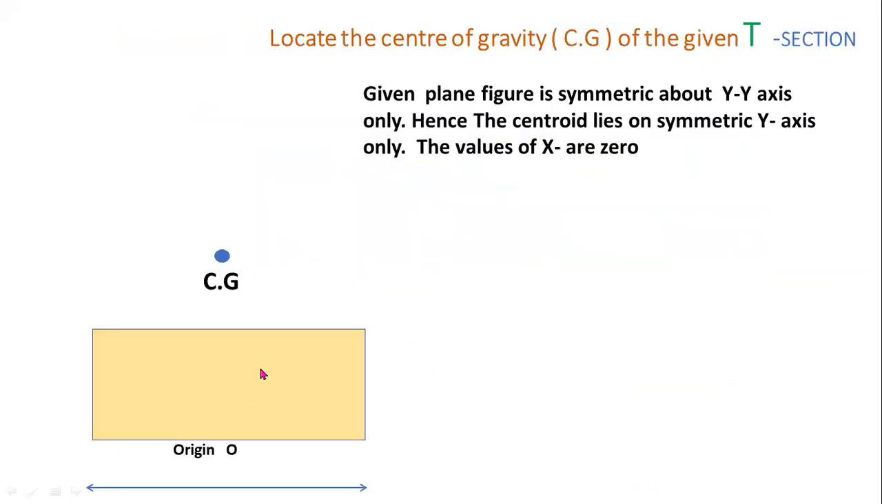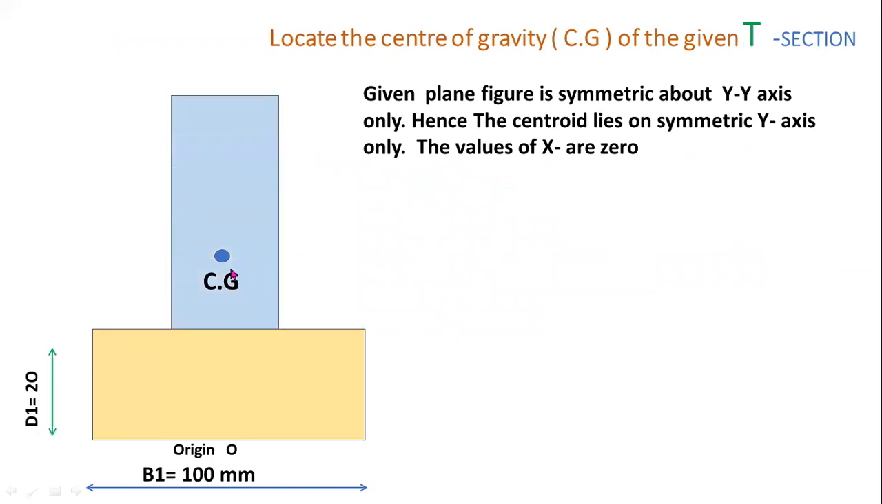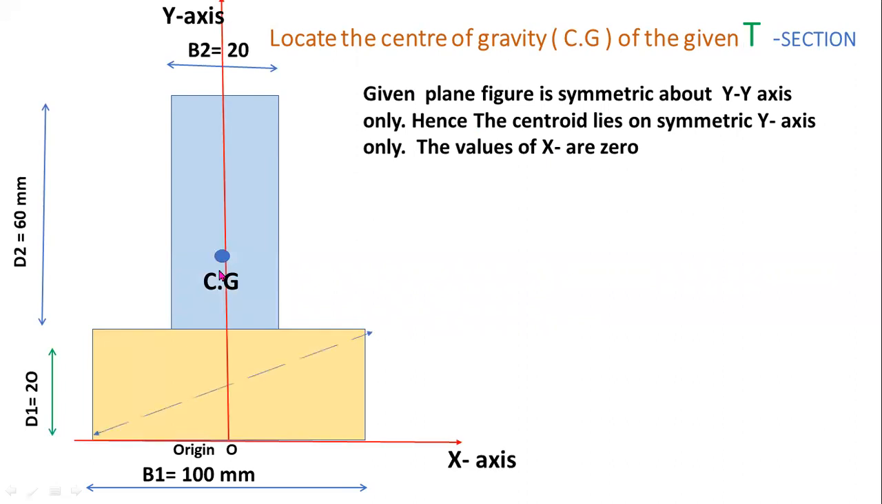Now I am showing the position of centroid for the inverted T section. Here CG is the position of the centroid. C1 is the centroid of the bottom rectangle. C2 is the centroid of the top rectangle. C1 and C2 are the individual centroids, but CG is the centroid of the entire T section.